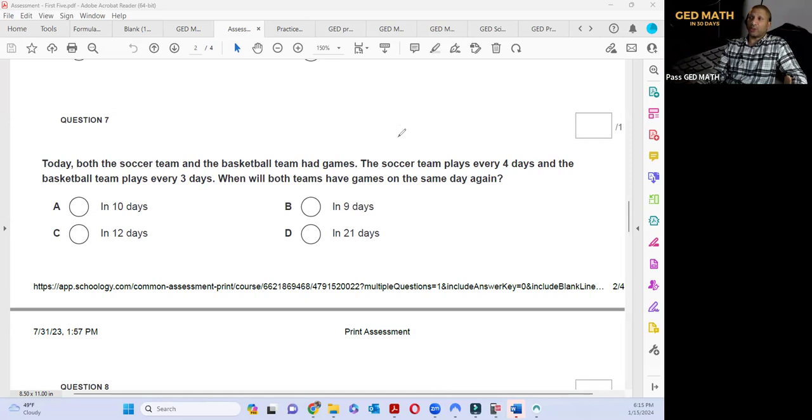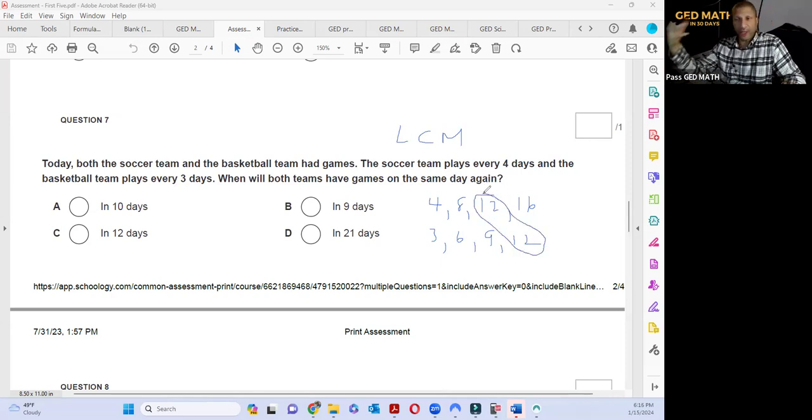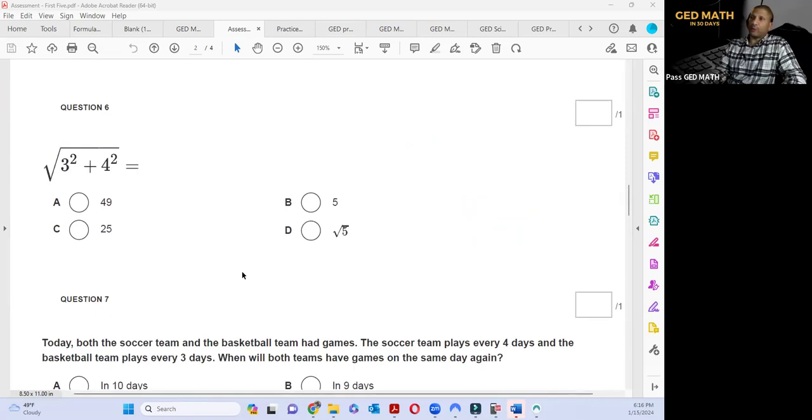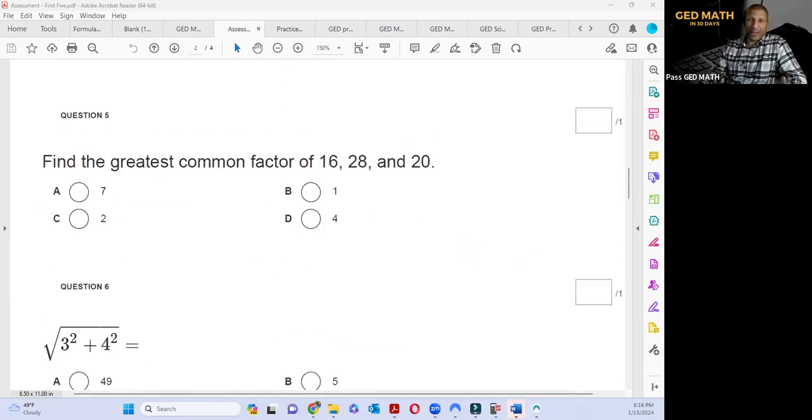What you want to do is find what's called the least common multiple of each. The soccer team plays 4th day, 8th day, 12th day, 16th day. The basketball team plays 3, 6, 9, 12. Lowest common multiple. In this case, they both will play on the same day on day 12. That's a common mistake that people make, multiplying those two numbers and getting it incorrect. That's a concept where we use the least common multiple. Another example is using the greatest common factor.